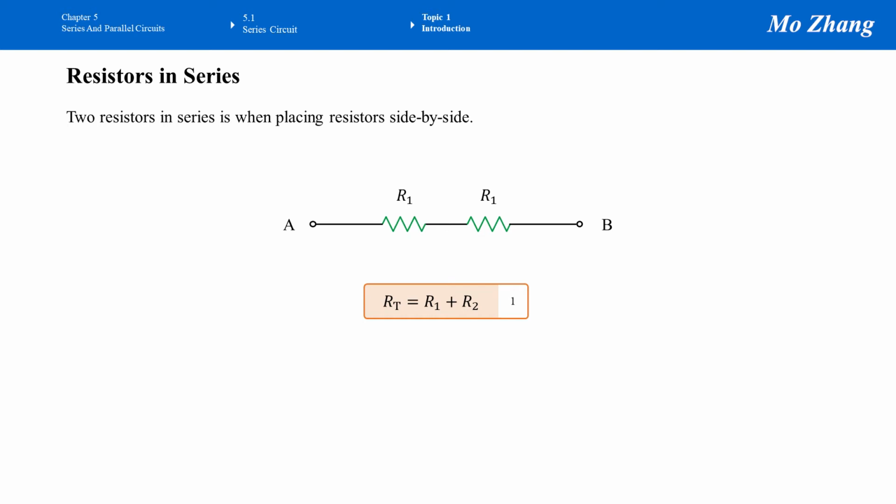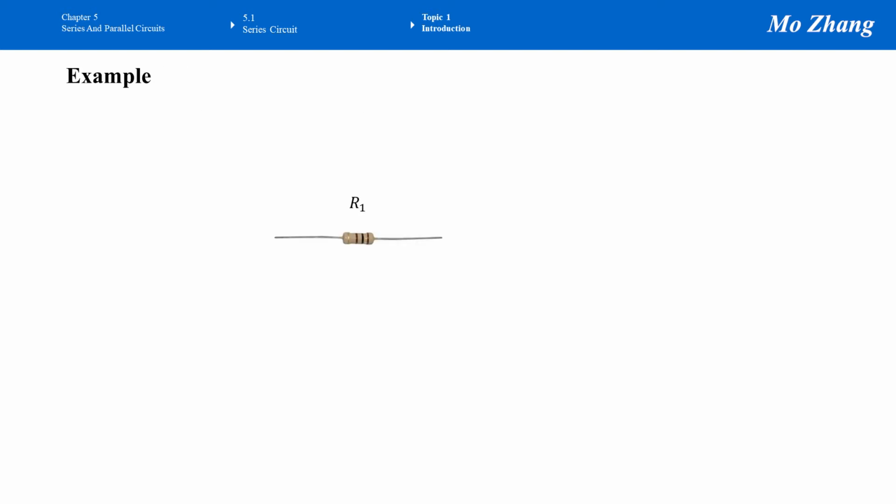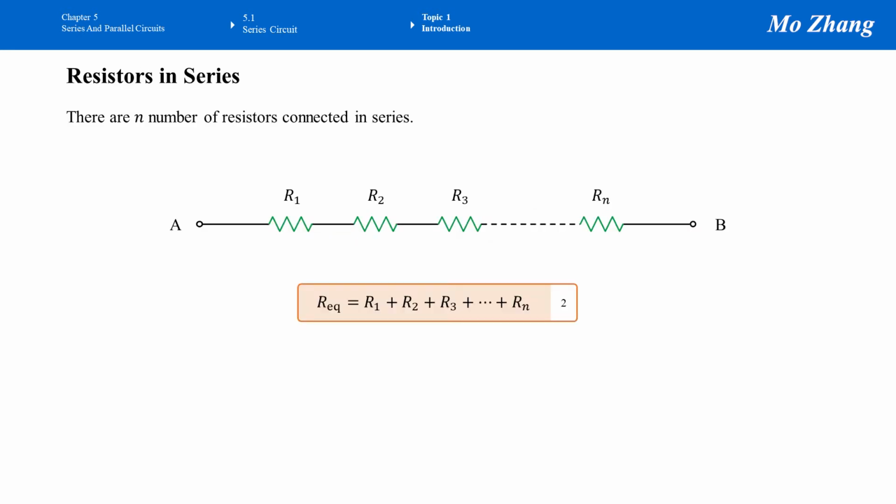Let's see how we can connect two real resistors in series. This is one resistor, and here we get another one. We connect them together and they share a common point. So this kind of connection is series connection. Here we have more than two resistors connecting in series. So they are R1, R2, R3, and all the way to Rn, where the n indicates the index of the last resistor. Here we have n resistors connecting in series.